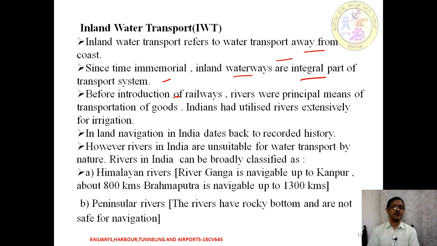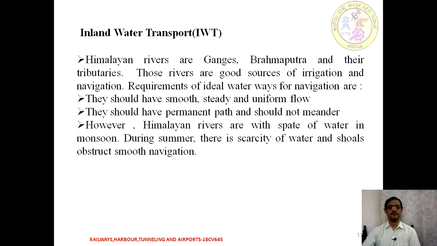Next are the perennial rivers, where the river may have a rocky bottom or is not safe for navigation. So rivers, or perennial rivers, have to be carefully chosen as far as IWT is concerned. As I explained, Himalayan rivers like the Ganges or the Brahmaputra and their tributaries are a good source for irrigation and navigation.